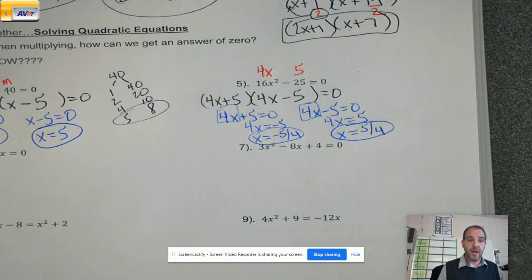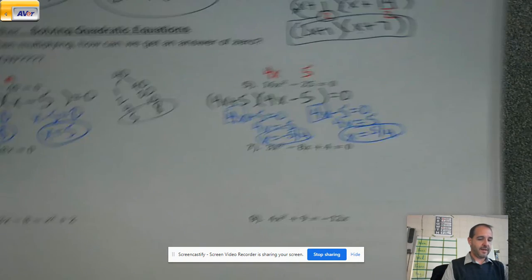As we do these, we're going to touch upon every type of factoring that we've seen so far. The first one we did a diamond, so our x squared coefficient was 1. This one, we did a difference of squares. Let's see what other options we got here.